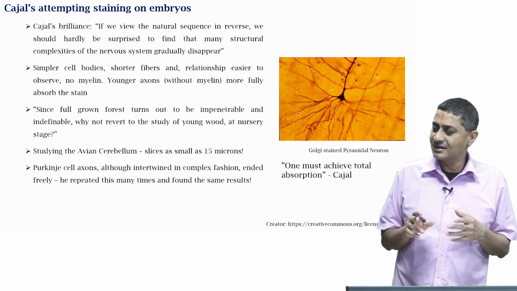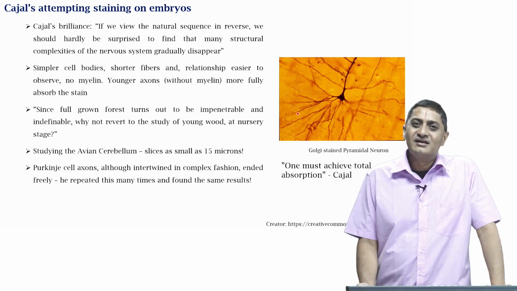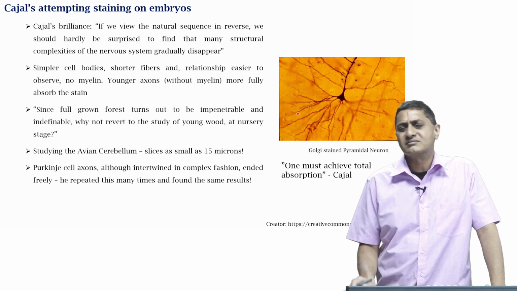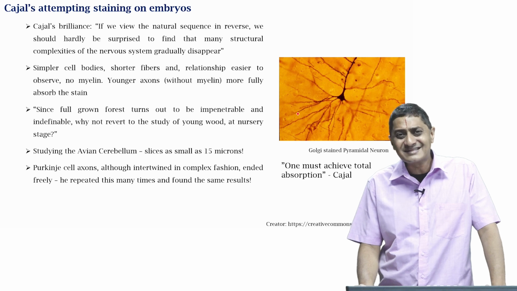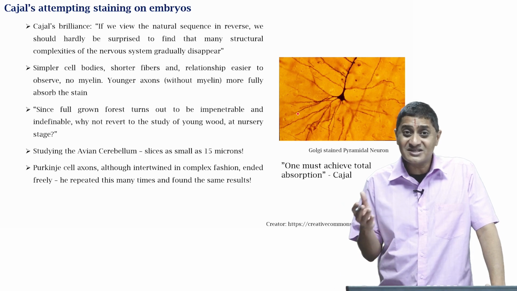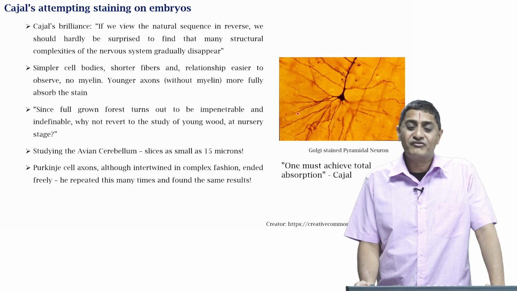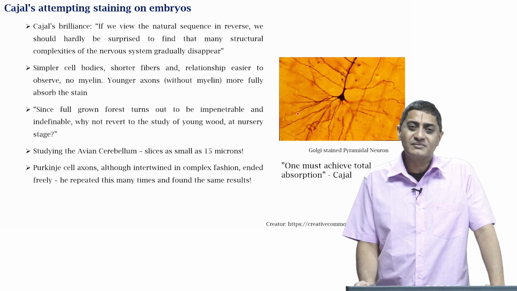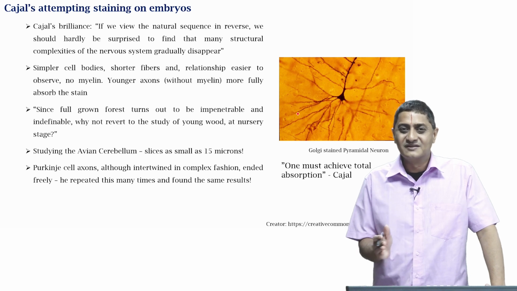This is both the answer and the question, because if the complexity disappears when you go back in time, or the complexity appears as you go forward in time, that means that the structure of the system changes as a function of time, right? That is what it means. That is essentially already a disproving point against the reticular theory. But anyhow, this is one argument.